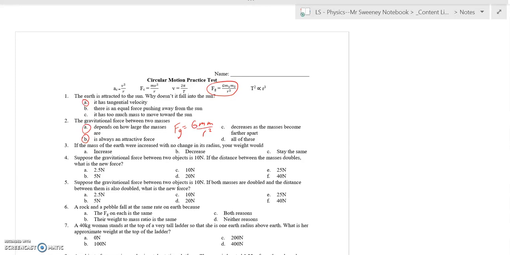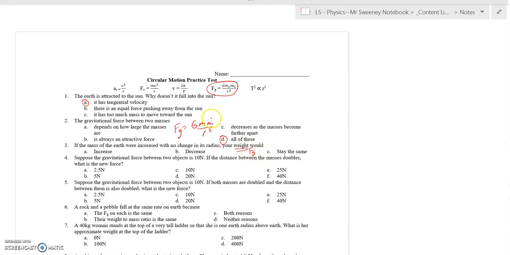Choice C, decreases as the masses become further apart. Yep. The bigger r gets, the smaller F becomes. So our answer overall is D, all of the above. Number 3, if the mass of the Earth were increased but no change in its radius, your weight, aka force of gravity, would do what?